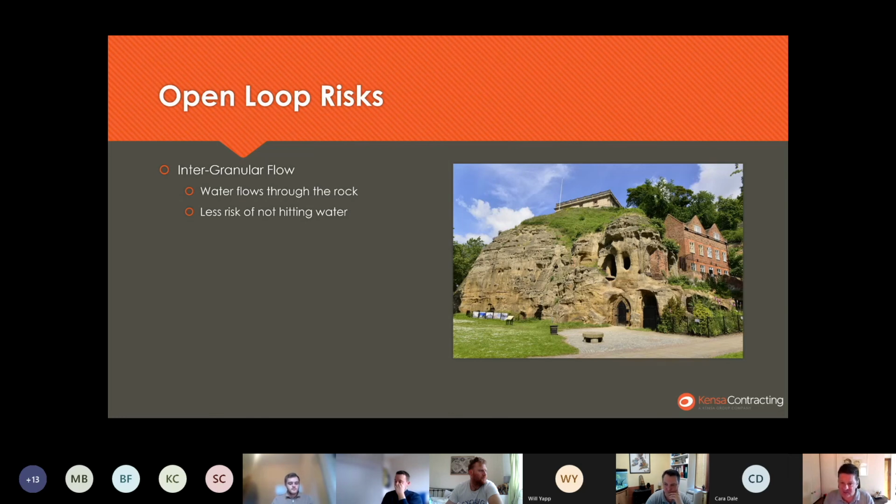So when we're drilling for water in the Sherwood sandstone or other intergranular flow aquifers, we're not relying on anything other than hitting the rock to hit the water. So it's actually a relatively low risk opportunity to drill for water in these sandstones and limestones, particularly in the north of England, the Midlands north, basically.